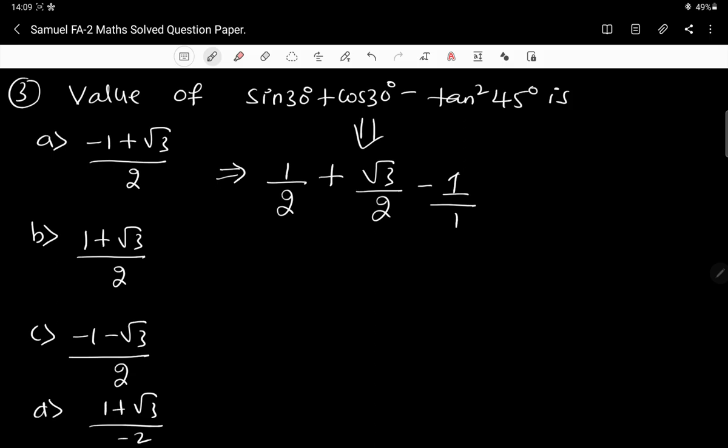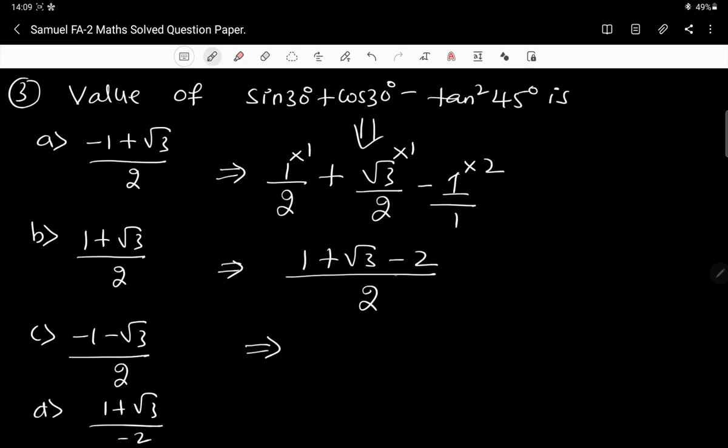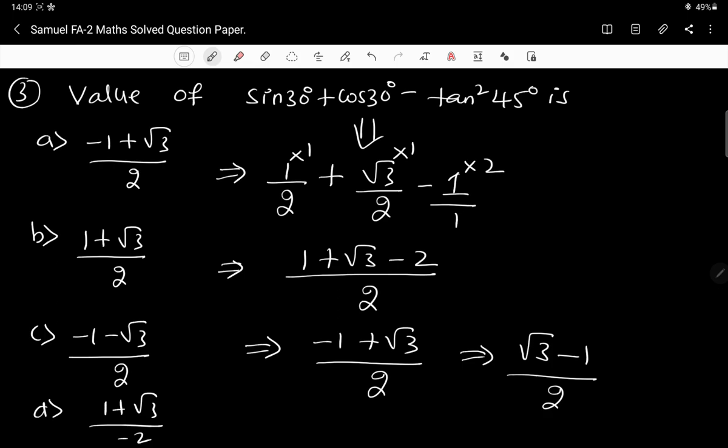So let me write 1 directly, and the denominator is 1. Therefore the LCM is going to be 2. So it becomes 1 plus root 3 minus 2. 1 minus 2 is minus 1, then plus root 3, divided by 2. This also can be written as root 3 minus 1 divided by 2. Among these, minus 1 plus root 3 divided by 2 is the answer we have. 1 plus root 3 is wrong, minus 1 minus root 3 is wrong, and this is also wrong. So this is the right option.